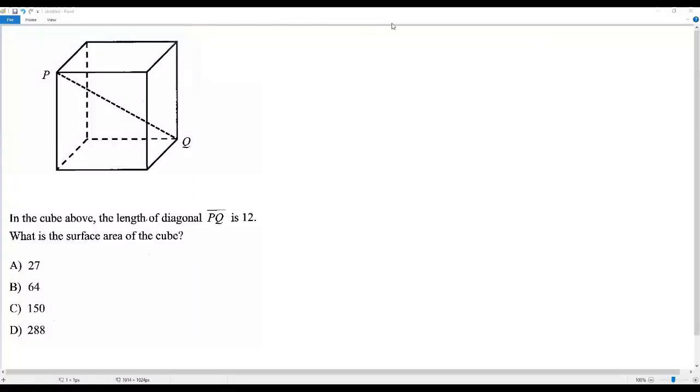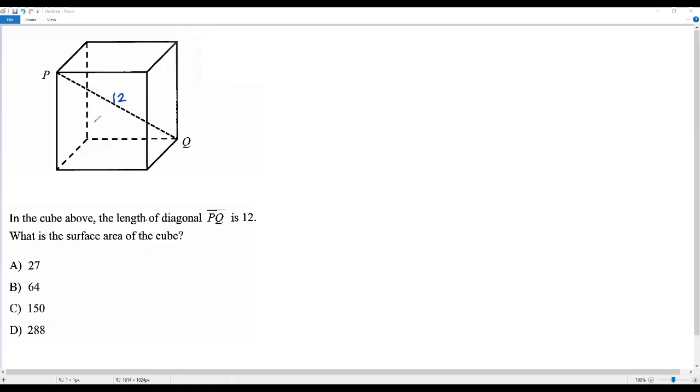Here we have a SAT math question. Okay, let's go to the problem. In the cube above, the length of diagonal PQ is 12. What is the surface area of the cube? It's a cube, which means each face is a square, and the length of the diagonal PQ is given, that is 12. And we have to find the surface area of the cube.